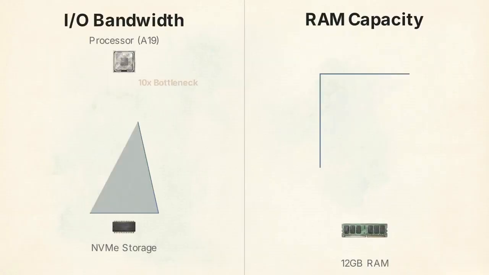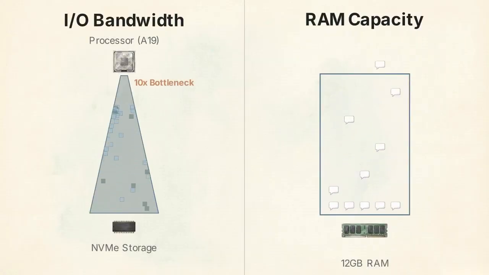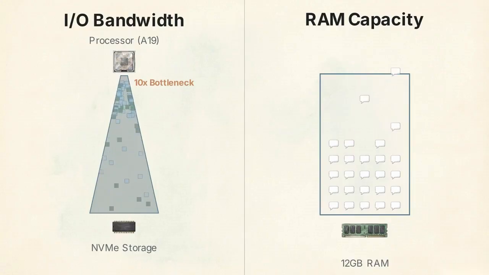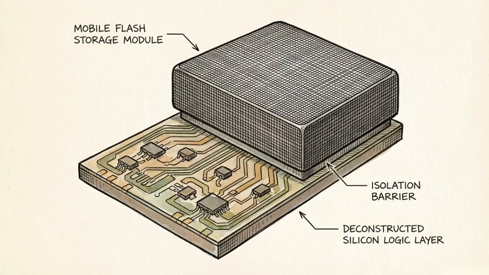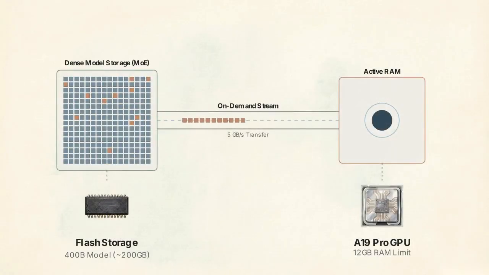Accomplishing this requires solving 2 distinct physical limits simultaneously: the speed at which data moves from storage to the processor, and the limited space available to hold the context of an ongoing conversation. The first solution is Flash-MoE. This software technique bypasses the physical memory limit by leaving the model's weights permanently on the phone's flash storage and streaming only the active pieces directly to the GPU on demand.